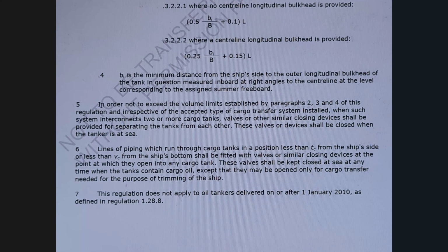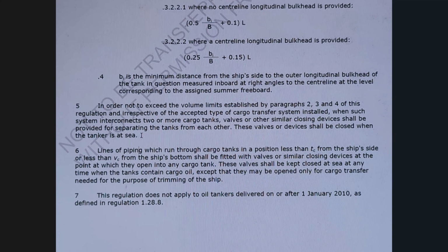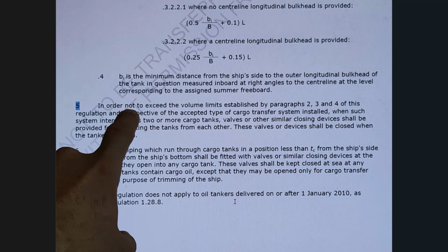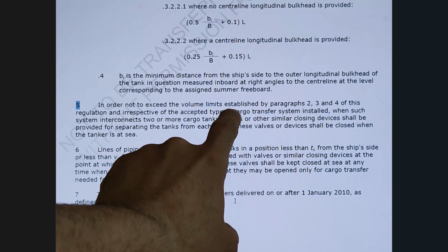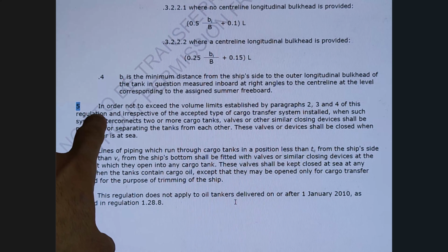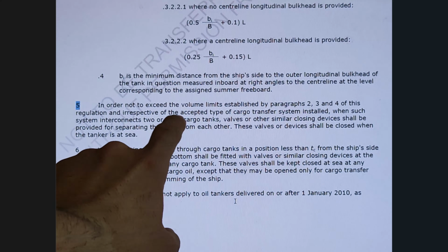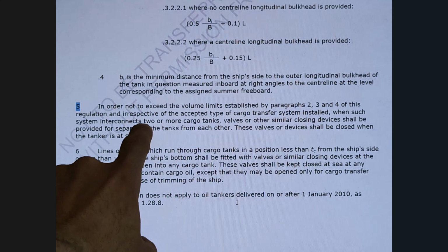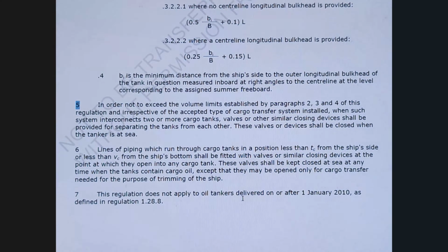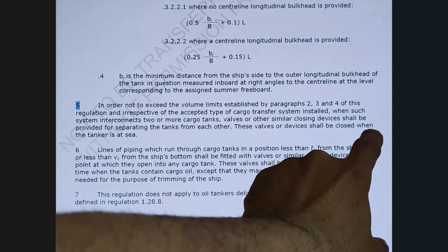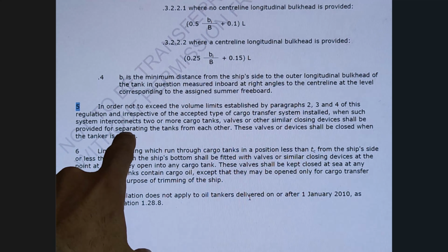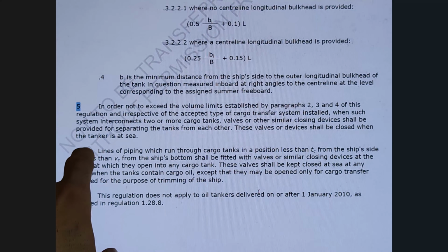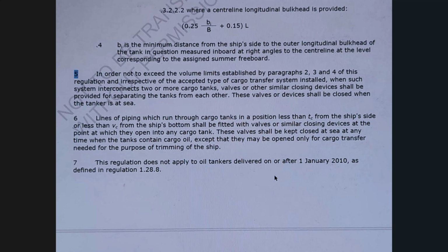And here giving another provision. Just have a look at this part. Okay, number 5, just here. It's telling that in order not to exceed the volume limits established by paragraphs 2, 3 and 4 of this regulation, and irrespective of the accepted type of cargo transfer system installed, when such system interconnects 2 or more cargo tanks, then valves or other similar closing devices shall be provided for separating the tanks from each other. These valves or devices shall be closed when the tanker is at sea. I told you the same story.